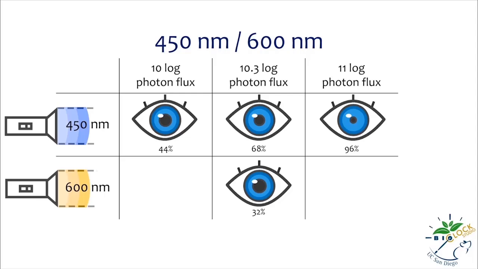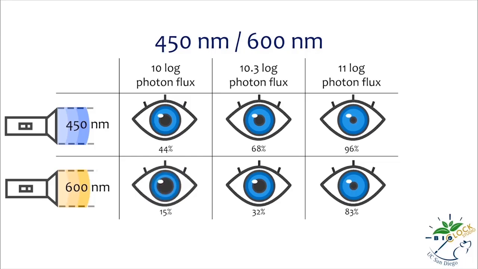So let's test the other 2 intensities with the 600 nanometer light pulse. At the higher intensity, the pupil constricts 83%, which again is different from that of the 450 nanometer value. At the lower intensity, the pupil constricts 15%, also lower than the 450 nanometer value.